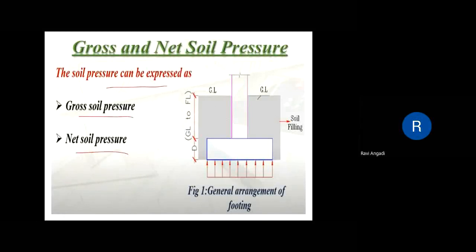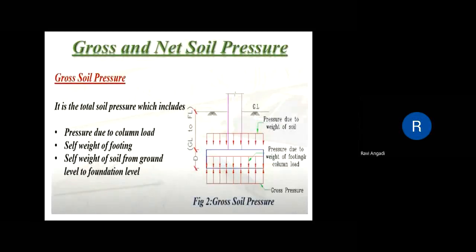Considering this figure, the ground level is marked here. From the ground level to the footing level is also marked, and D represents the depth of the footing, and the soil is filled over the footing up to the ground level. With this we have to calculate the gross soil pressure as well as the net soil pressure. What is the definition of gross soil pressure, what does it include, and how do we calculate it?